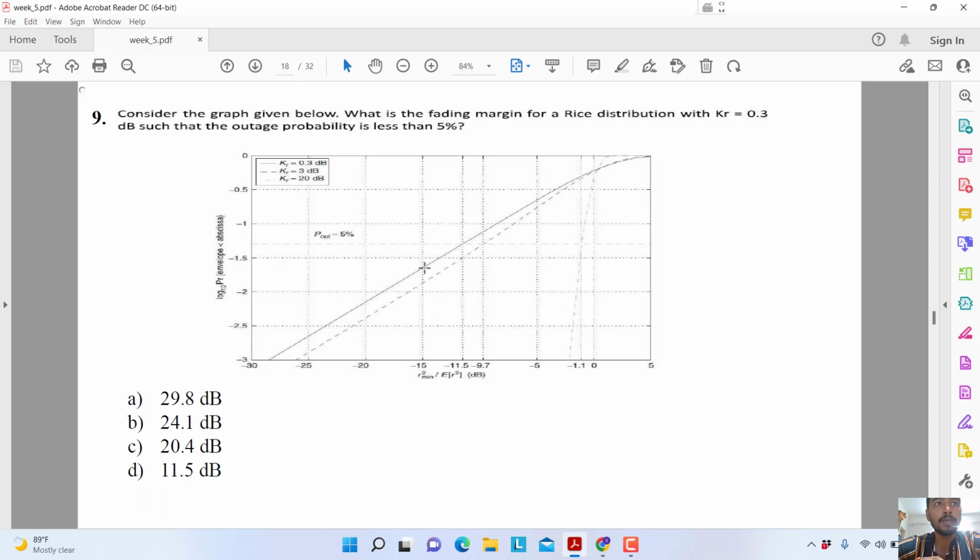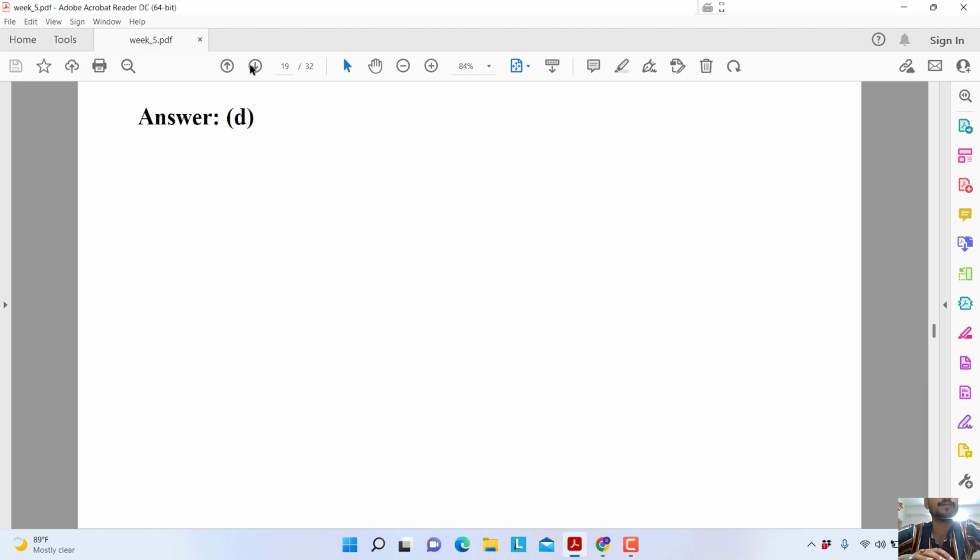So for this curve, we are achieving the P outage at that point. P outage is 5% at that point. So the answer is 11.5 dB. Fading margin is 11.5 dB. So the right answer is the D part. One second, guys, my battery is dying. Okay. So the answer is the D part.